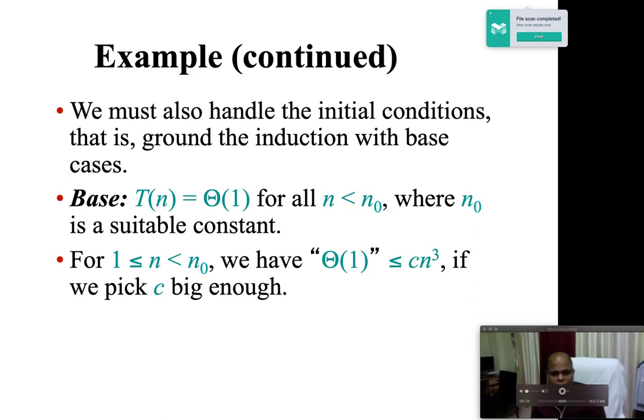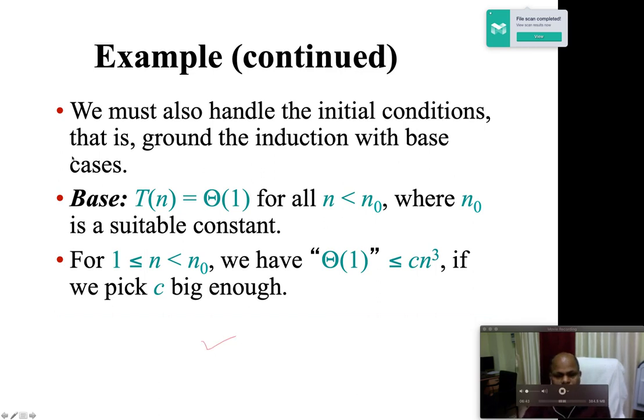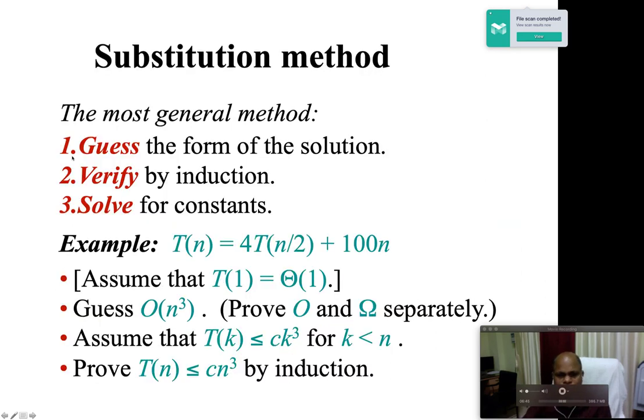Hence in this case you have to also handle the initial conditions, that is, ground the induction with the base cases. These things you have to do. Now in this case the bound is not tight, because of the recurrence relation we have followed here, and we have assumed that this is O(n), but really it is not O(n).